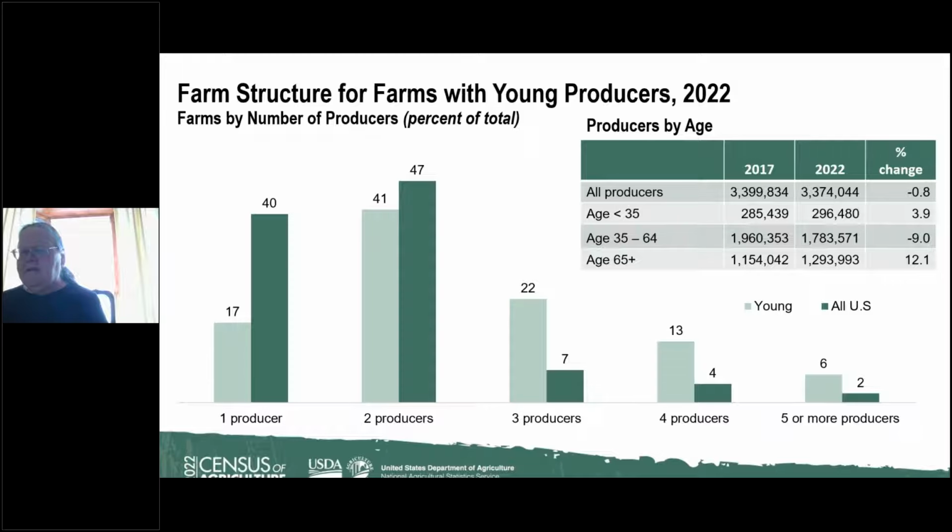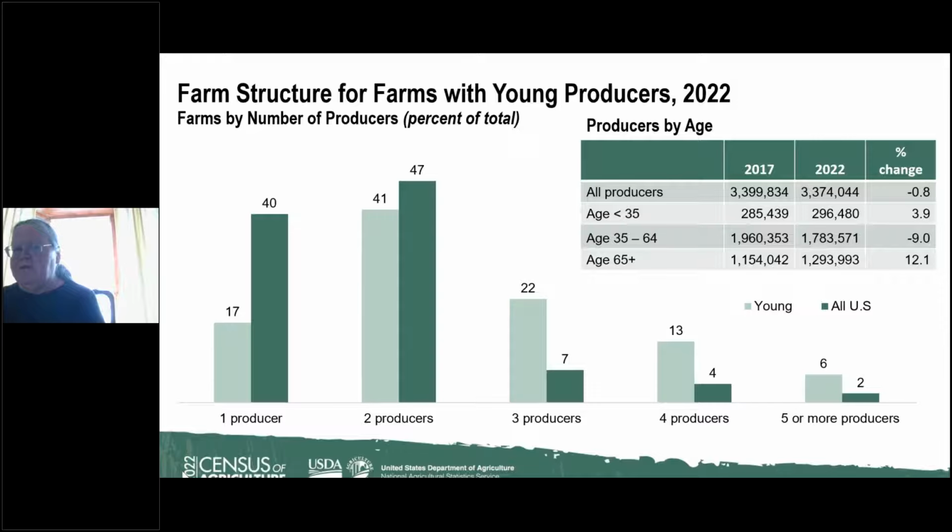Here's another glimpse at that structure chart you saw earlier. As we said, the number of all producers was down 0.8% from 2017. You can see, however, how that looked for farmers by age, where we actually saw an increase in the number of young producers. That age group of those under 35 increased by about 4%. The number of producers aged 35 to 64 was down about 9%. And the number of older farmers, those 65 and older, increased about 12%.